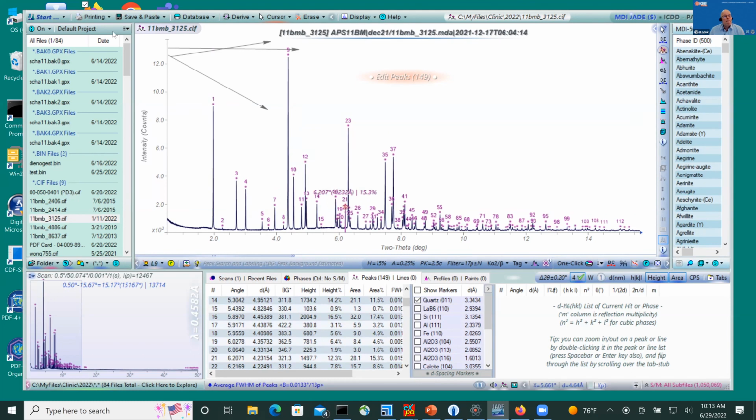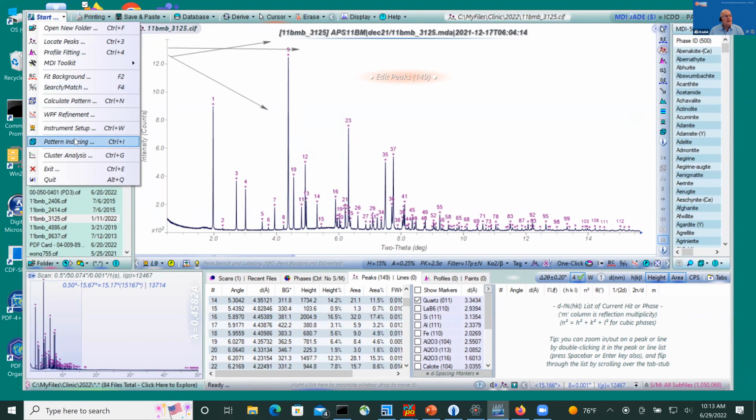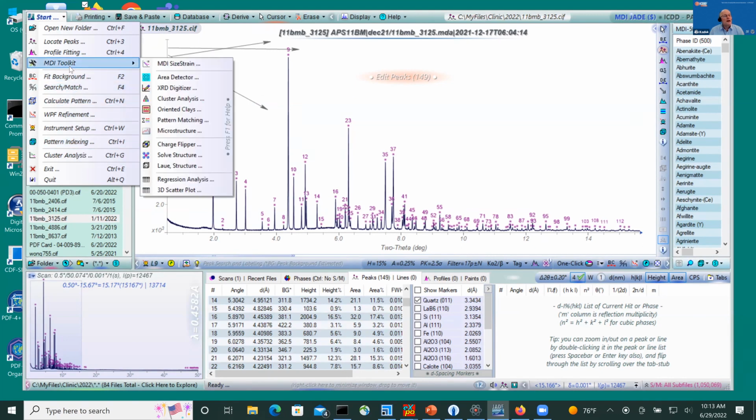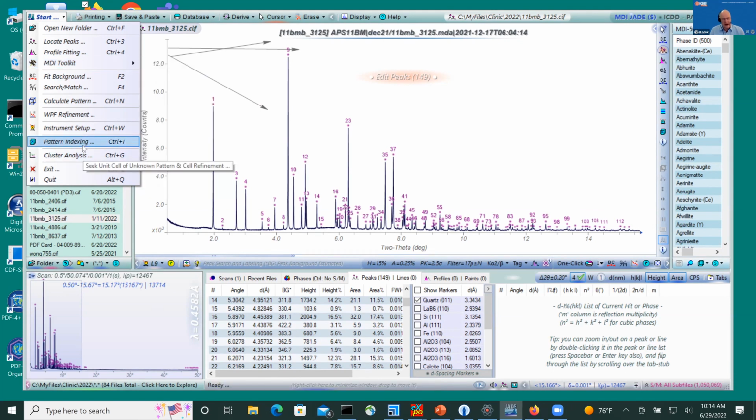Okay, so indexing in JADE: under the start menu, there's pattern indexing. But before I forge ahead, I wanted to point out that there's this newish item called MDI Toolkit, and that includes a charge flipper and solving structure options. These are pretty new. I haven't had time to explore them fully, and we can expect them to develop in the future. So it's one of these stay tuned kind of things. You may have such tools already at home, buried in your software, as some of the packages do have tools for doing this. But I want to focus on the pattern indexing at this point.